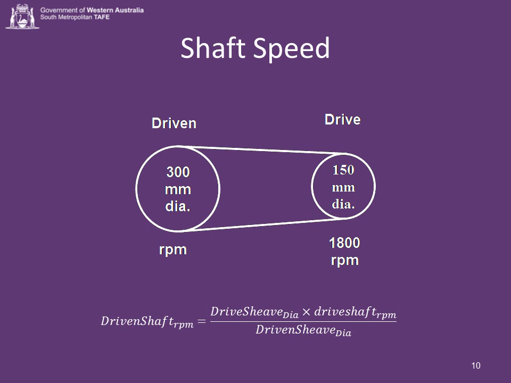We know the speed of an electric motor and the size of the sheaves, and now we can calculate the speed of the driven shaft by using the formula. I'll give you a few moments to have a look at this, and the answer is 900 RPM.